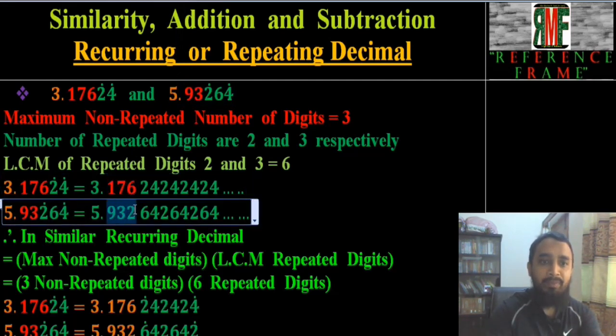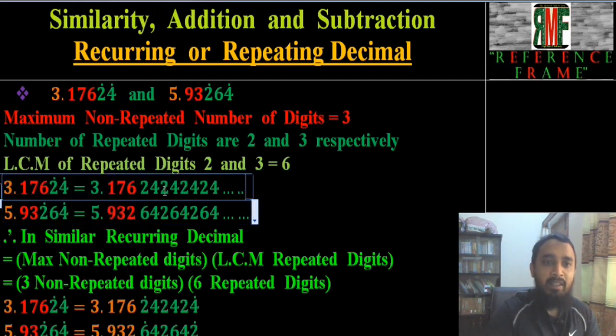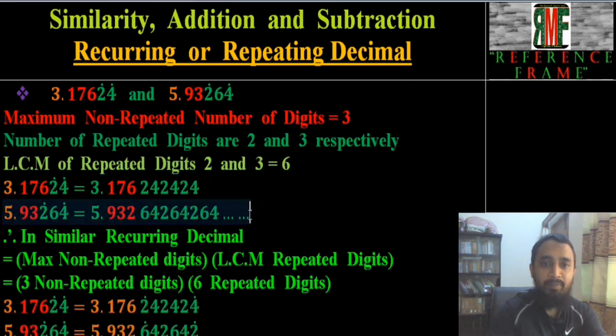Okay, the non-repeated part we just marked with red. And how many repeated digits will occur? 6. So look, 1 2 3 4 5 6. So the remaining will be omitted. So we omit the remainings. Same case happens here. So 1 2 3 4 5 6, the remaining will be omitted.